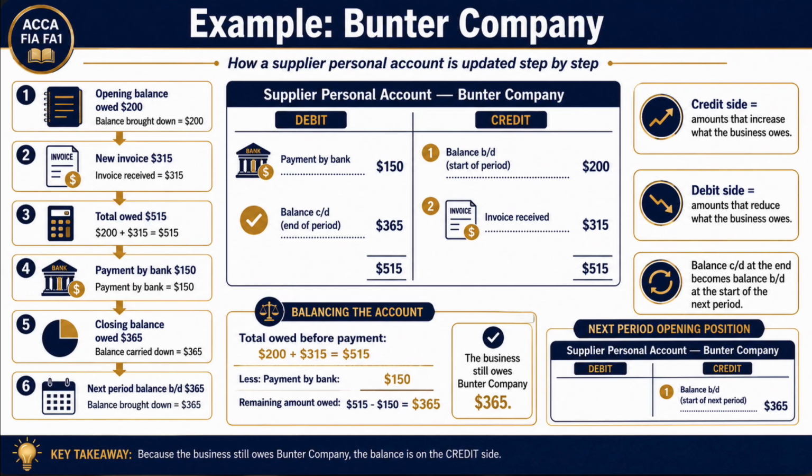Then, when the next period begins, the same balance is brought down on the credit side because it is still a liability. So the debit side balance carried down is just a balancing figure. The real meaning is shown by the next period balance brought down on the credit side. That means the business still owes Bunter Company $365.